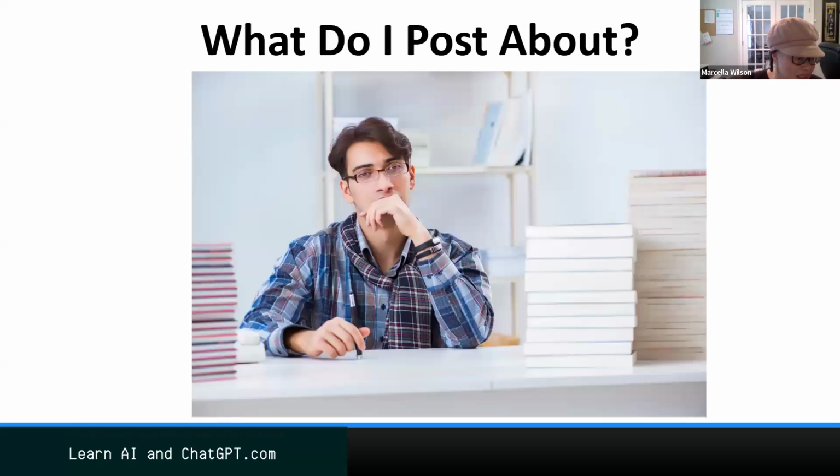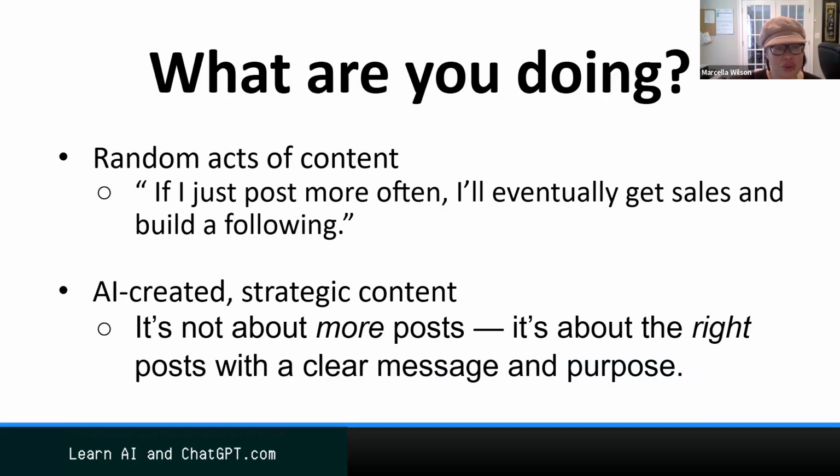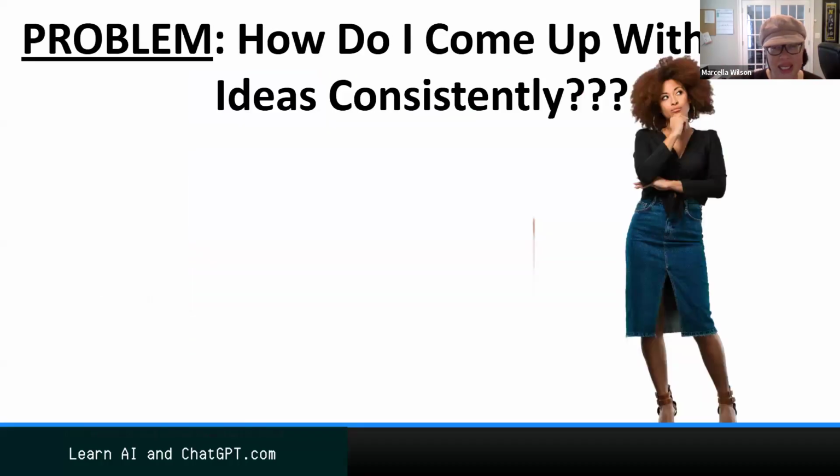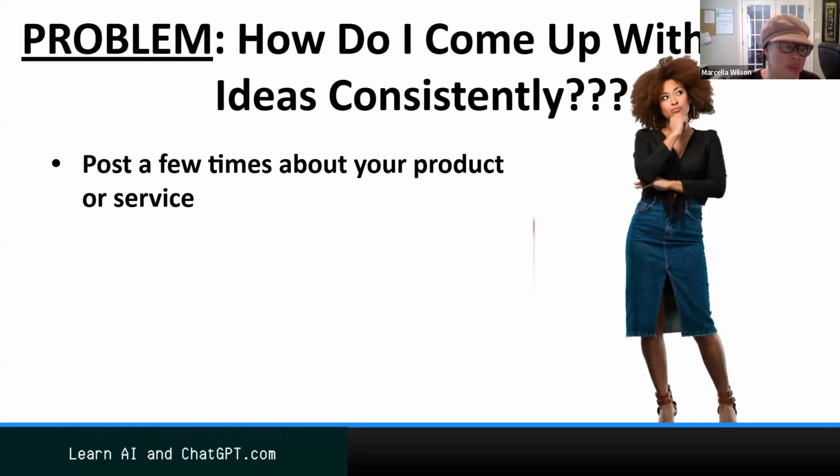But then comes the question: okay, I know I can use AI to create strategic content, but what do I post about? And that was a trap that I always would fall into, right? Because the problem is, how do I come up with fresh, new ideas constantly? I was always struggling with, I don't know what to post. So this was my vicious cycle.